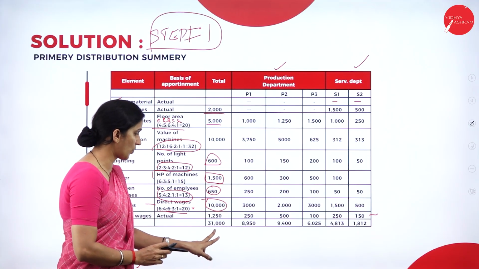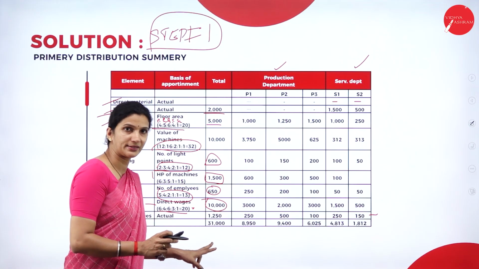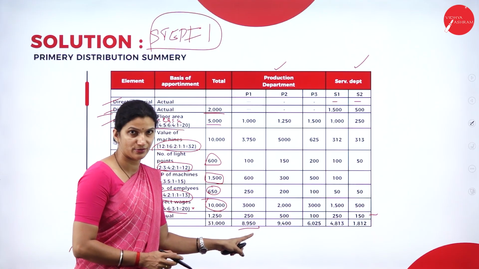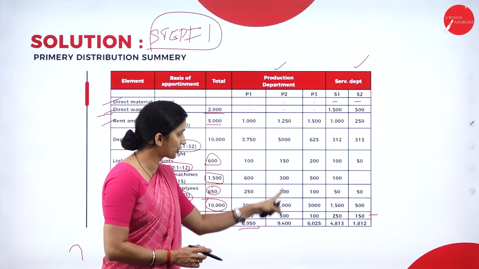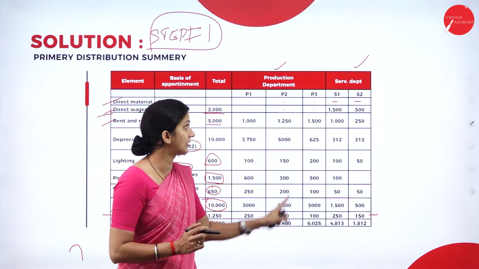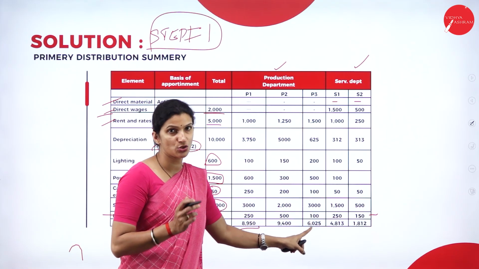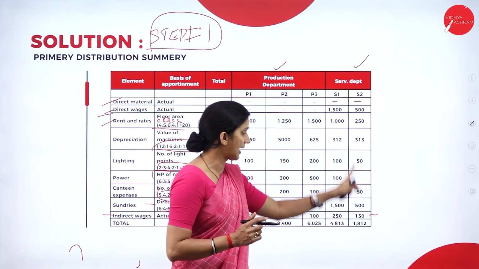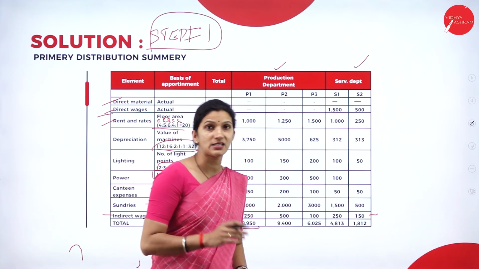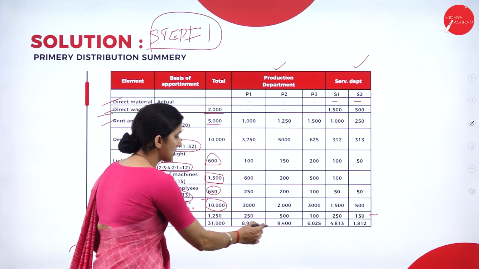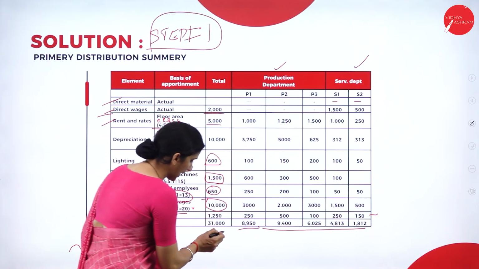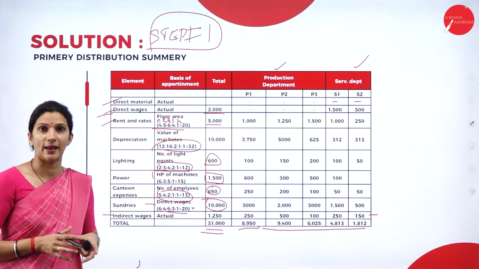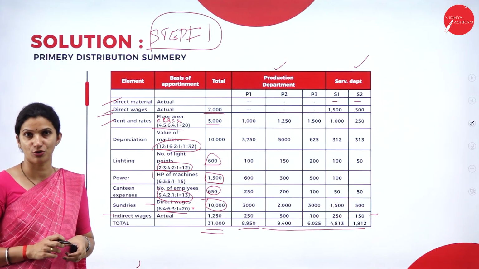So here the total overhead comes to 31,000. Then P1 total overhead is 8,950, and P2 total overhead is 9,400. P3 is 6,025, S1 is 4,813, and S2 is 1,812. All these totals will be equal to 31,000. So this is the first step, preparation of primary distribution summary.